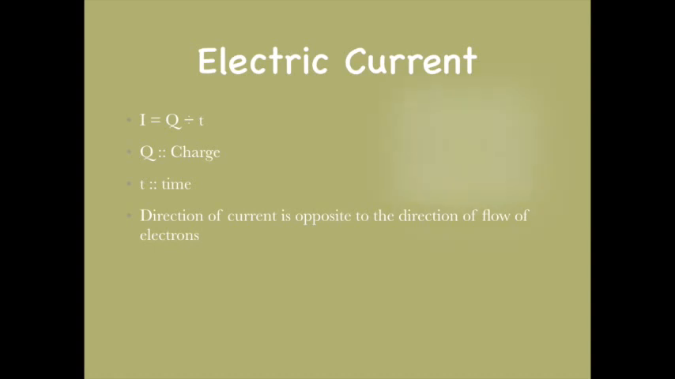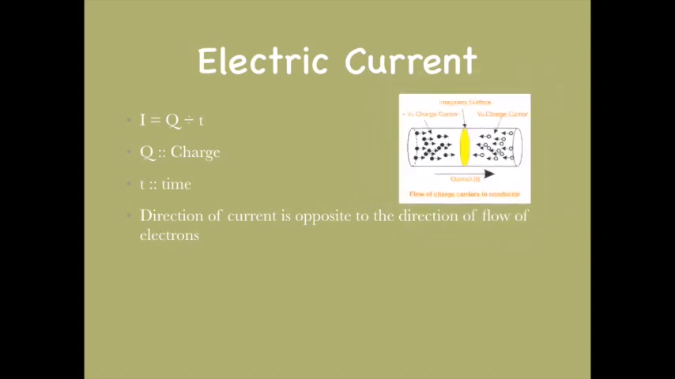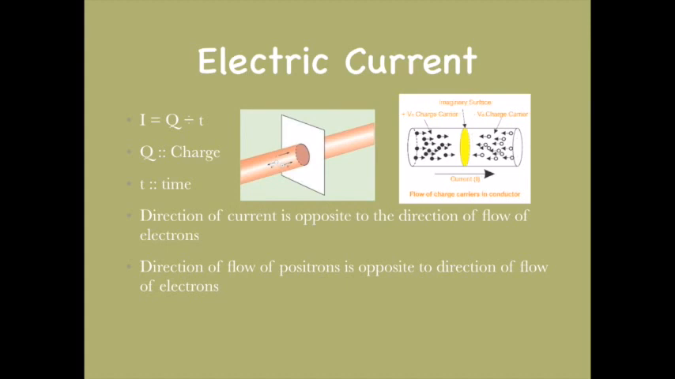By the definition of current, mathematically it is denoted as Q divided by T, where Q is the charge and T is the time. Note that the direction of current is opposite to the direction of flow of electrons, and the direction of flow of positrons is opposite to the direction of flow of electrons. Hence, the direction of flow of current is the same as the direction of flow of positrons.